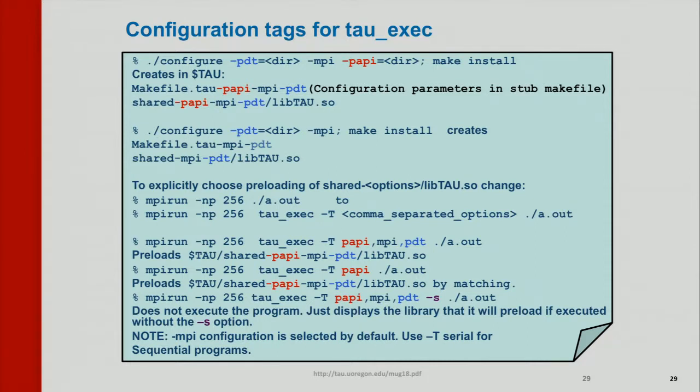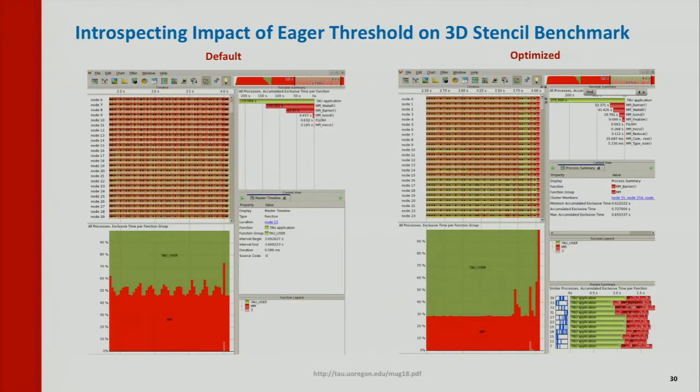When you use tau_exec, you can also use those same tags that are there in the makefile, and it will just load the corresponding libtau.so shared object. And you can see which one is being loaded by this -s flag.